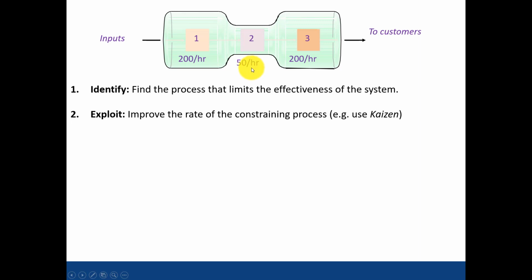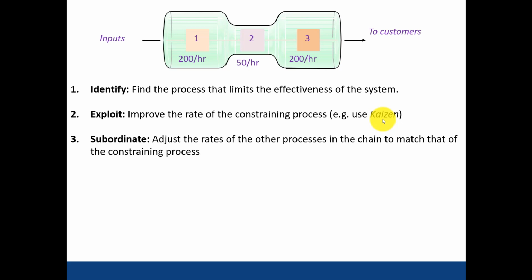This is called exploiting. You can also, here we have a Japanese word, kaizen means continuous improvement. It means how can we find ways to improve this little step. So sometimes you can tweak here and there and you can speed up the process. Number 3 means subordinate. That means you have to adjust the rates of the other processes in the chain to match that of the constraining process.